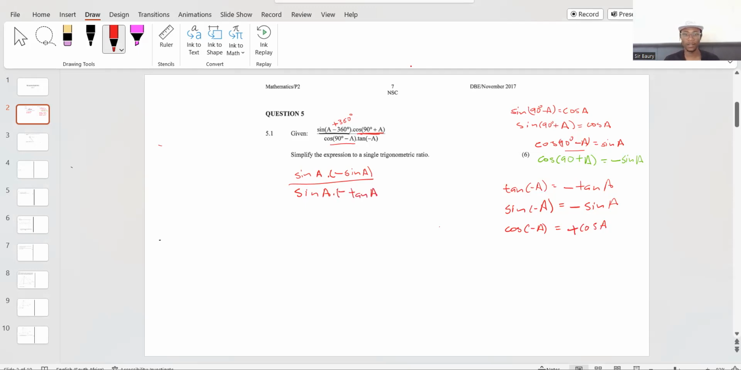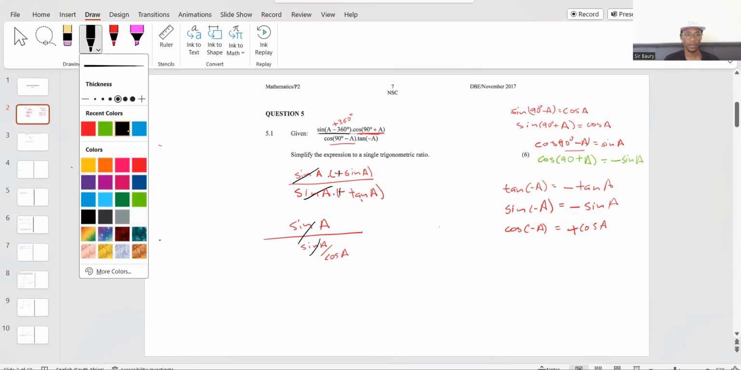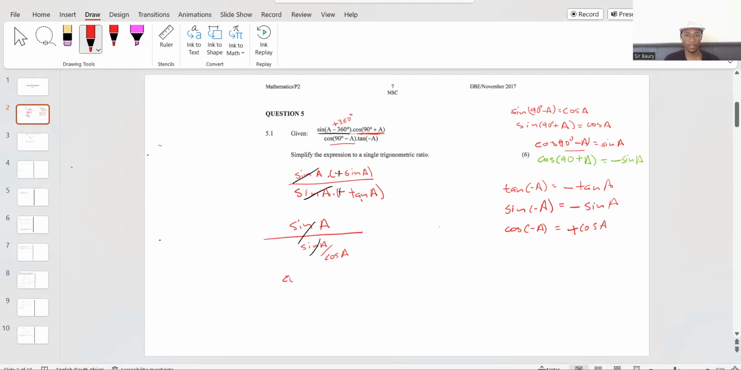So on the elimination, sine A eliminates sine A. Then I have this negative canceling out this negative. So I have sine A all over, changing tangent, it's equal to sine A all over cos A. Right? So the sine eliminates the sine. So your answer is going to be cos A. That's the single reduction formula.